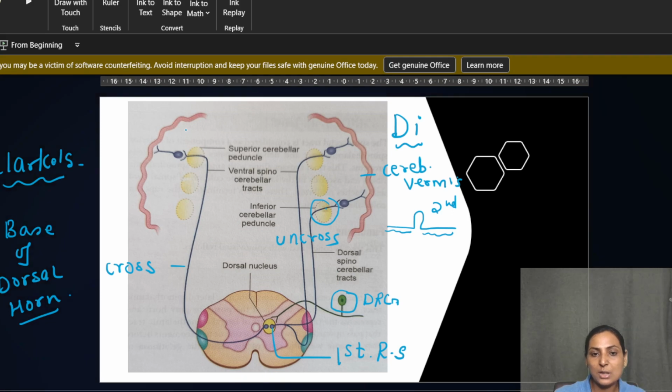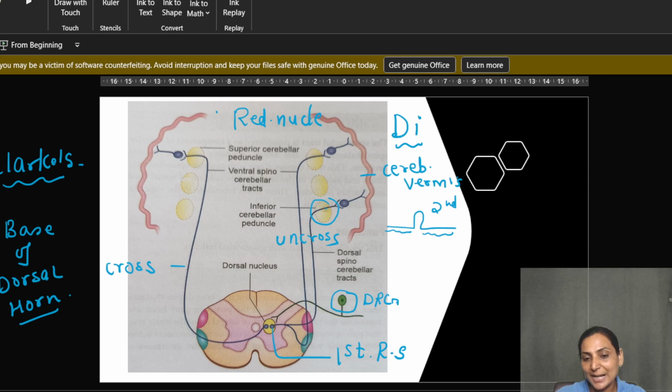It is going to go all the way up to the midbrain, and it will be passing through the midbrain, the red nucleus. It will not be terminating or even halting in the red nucleus, right? So it is going to cross from the Clark's column all the way up in the lateral white column, and from there going up, passing through the midbrain, that is the red nucleus, to the superior cerebellar peduncle.